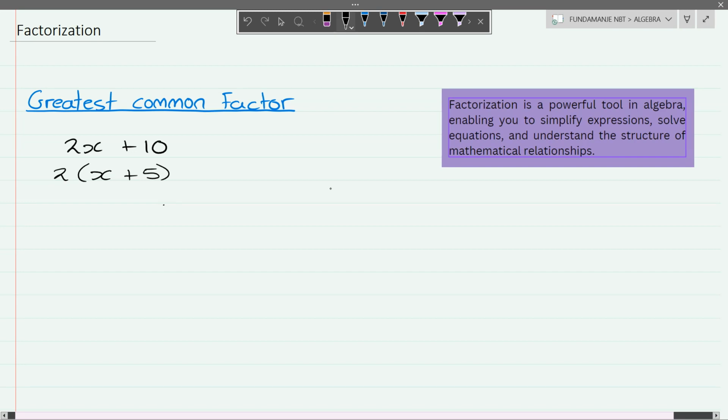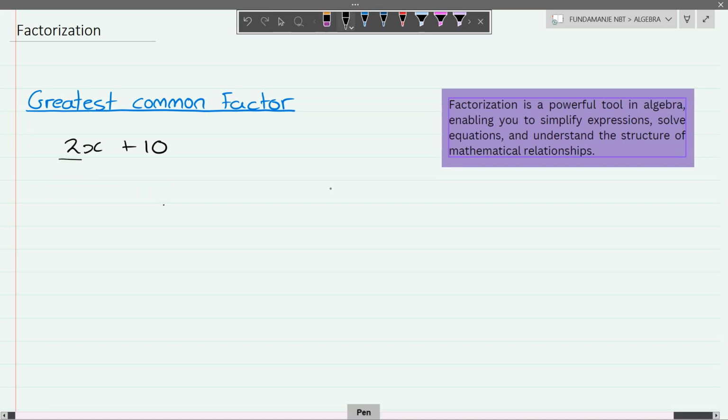So here we took 2x, divided it by 2, and the remainder was x, which we wrote. And same thing with the 10. 10 divided by 2 gave us 5. Therefore, when we take this 2 and multiply it back in, we should have the original algebraic expression that we were given. But in this case, notice it's just one step, and this one step did nothing to reduce the complexity of our question. So in this case, it is not necessary for us to factorize, but let's visualize another situation.